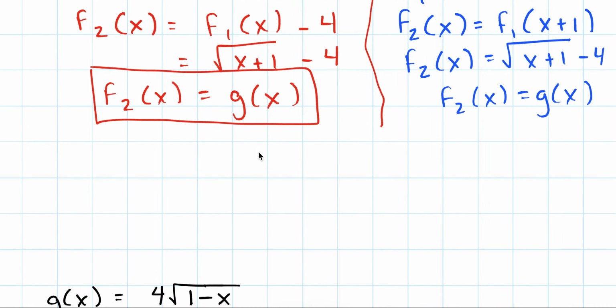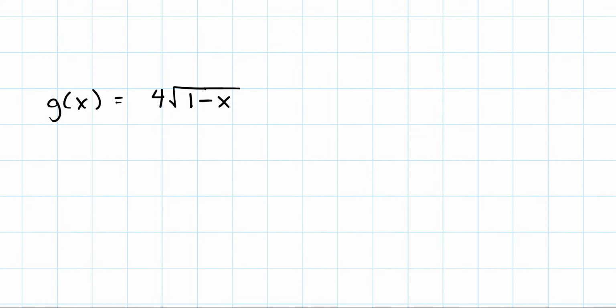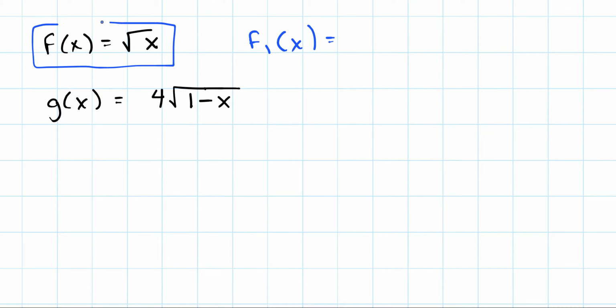Let's try another problem. So our original function, f of x, is equal to the square root of x. And what I want to do is the same thing. I want to take g of x, and I want to see how I can make f of x look like g of x. So I'm going to start by defining a new function. So let's go with f1(x). What's something I can do to this function, f of x, my first step, to make it look like g of x? Well, there's 3 things you can do.